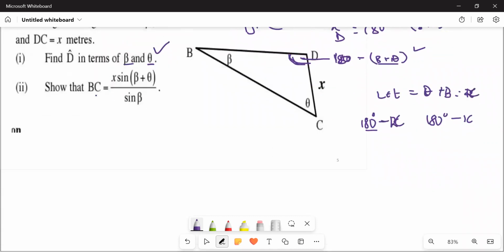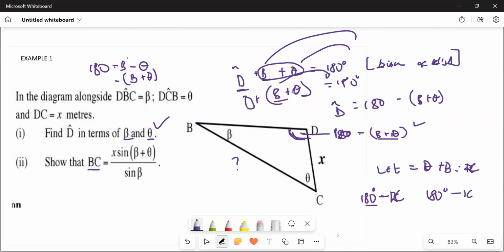Okay, what else should we do now? They say we should show BC. So we are calculating. In other words, they're saying calculate BC. Actually, there are no numerical values here. Because there are no numerical values, they will say show that BC can be written this way, instead of saying calculate BC. So what are we looking for, Tina?